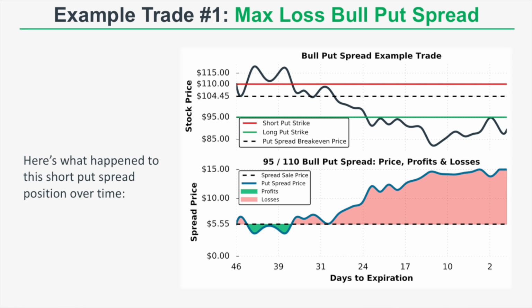Now, since we sold it for $5.55 and at expiration it was worth $15, we would have incurred the maximum loss potential of $945 in this case.